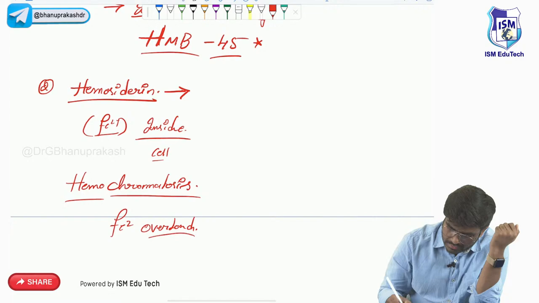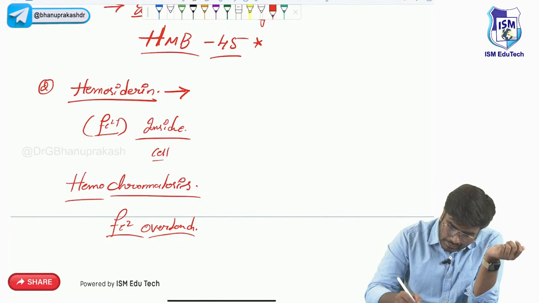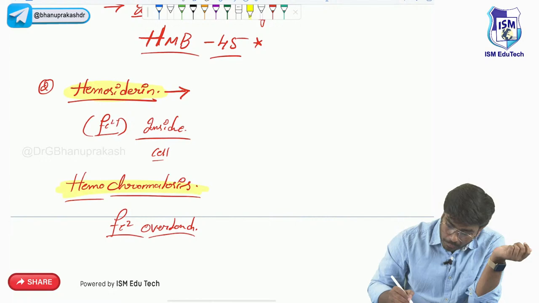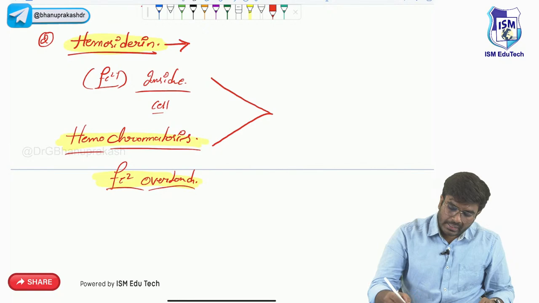Now, if you want to stain the iron overloaded cells, you have to use a specific kind of stain. What is the stain used to look at this iron? There are two important names which I want you to know. To stain the iron, the stain used is, anyone? It starts with the letter P. Iron will look blue in color in a slide.